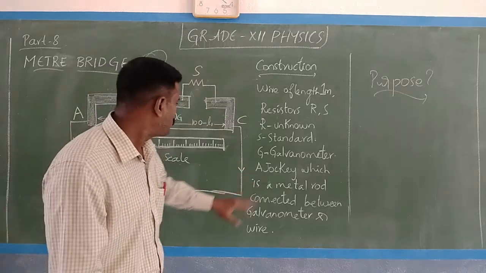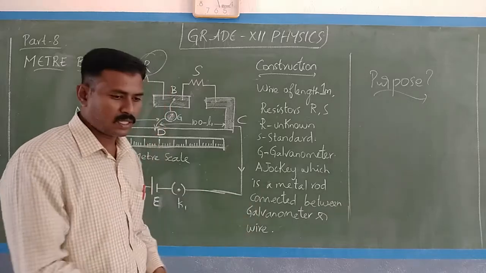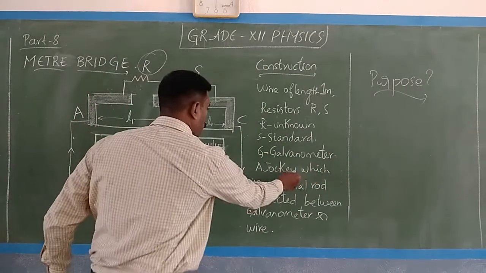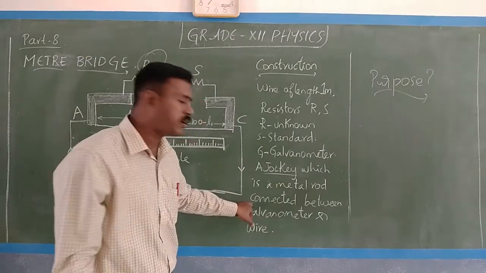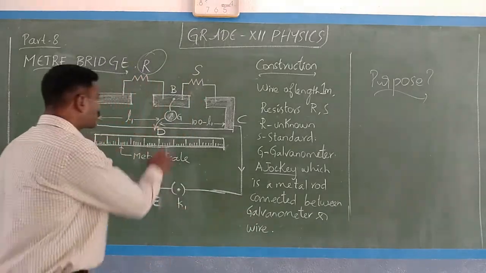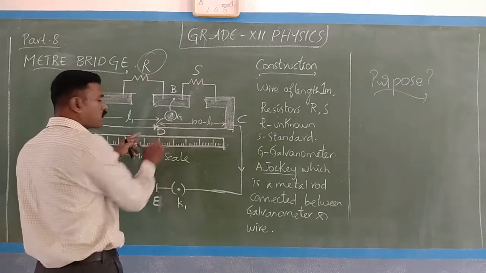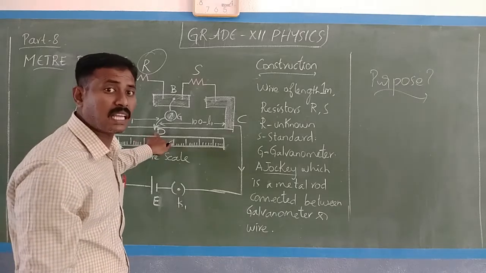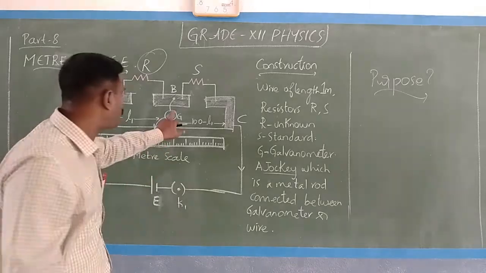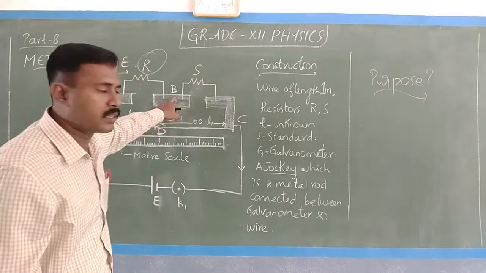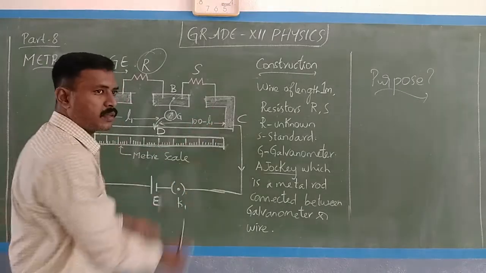Then the galvanometer is connected to a jockey. The jockey is a metal rod that is connected between the galvanometer and the wire. So this galvanometer is connected to this wire with a jockey. This metal rod is called a jockey, and it has a knife edge at its end. One end is the knife edge, and the other part is connected to the point B. I think now you can realize this entire setup as a Wheatstone's bridge.